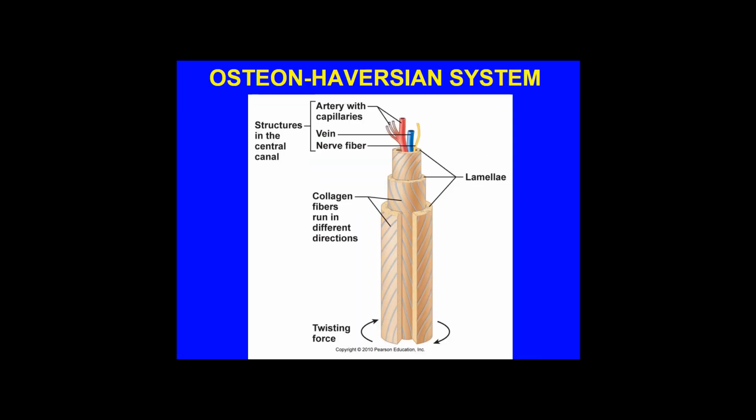Now, we're going to start talking about the bone microanatomy. This is particularly focused on the compact bone, but you really need to review this, okay? Compact bone, as you see here, we have what we call osteons. This is part of the Haversian system.